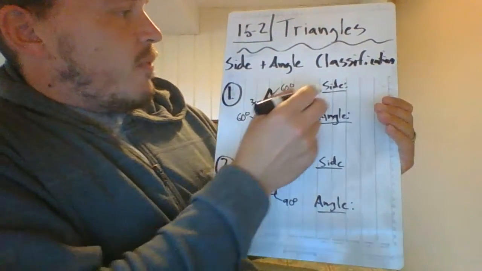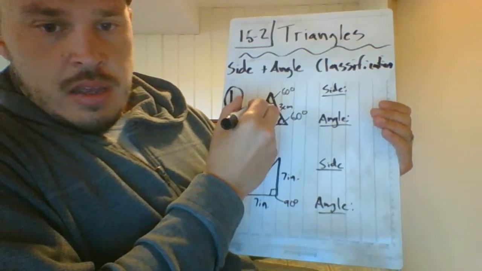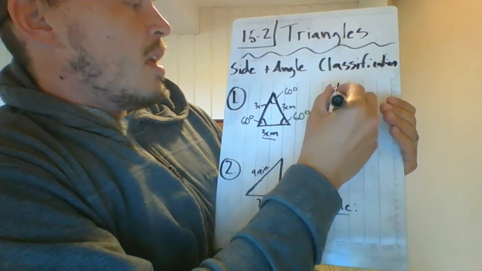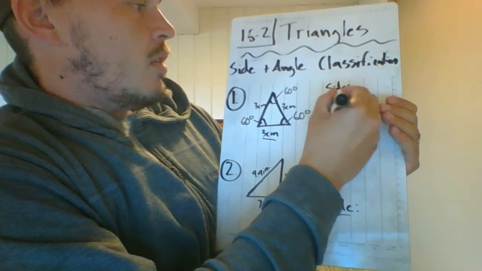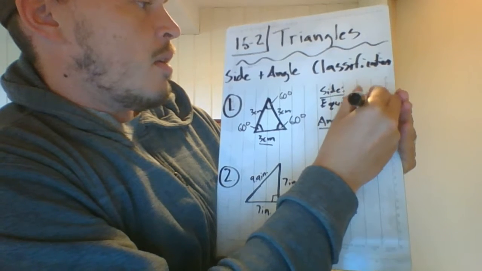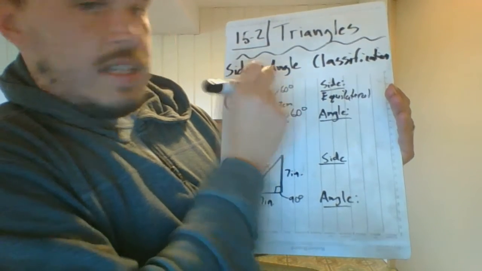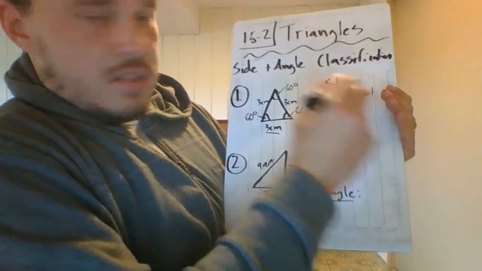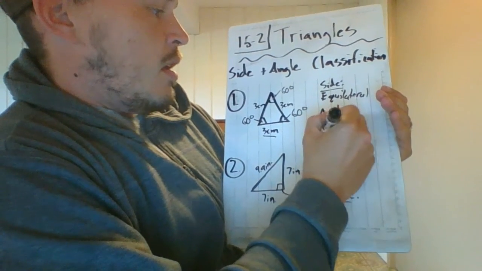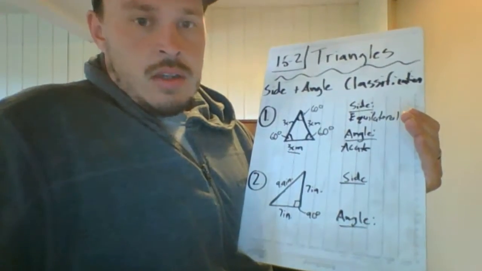So number 1, we're first going to talk about the sides. So I'm going to look at the sides, 3 centimeters, 3 centimeters, 3 centimeters. That would be an equilateral triangle. All sides the same length. Now the angles, 60, 60, 60, those are all less than 90, so those would be acute. So number 1 is equilateral and acute.